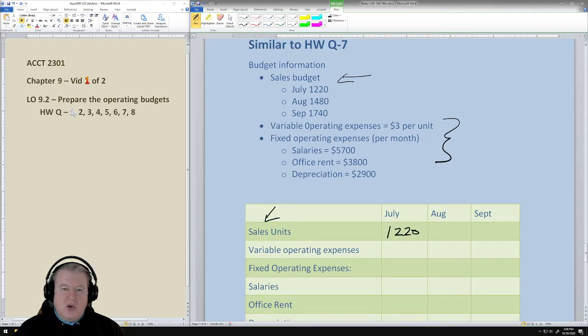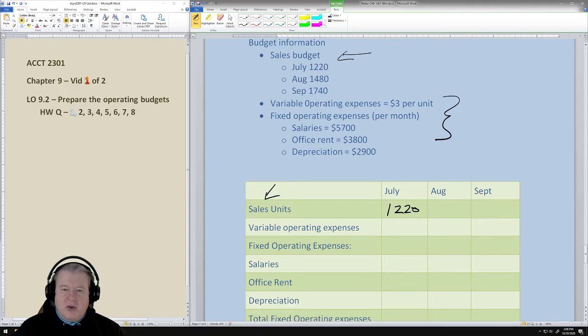So if we take 1,220 units sold, we're planning on selling that much in July. Well, we've got a variable expense part, $3 per unit. When we calculate that out, that would be 1,220 times 3. So this is going to be 3,660.